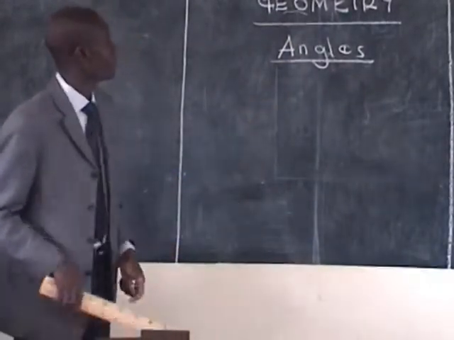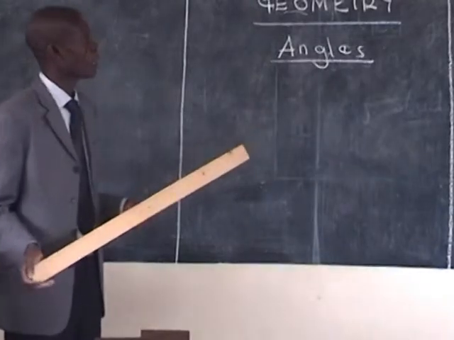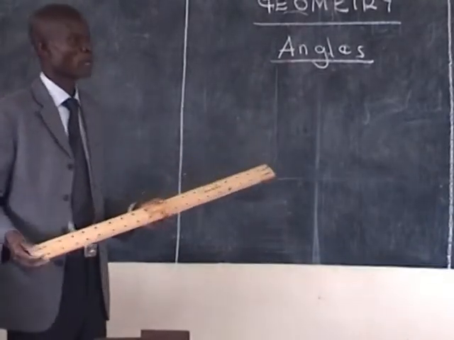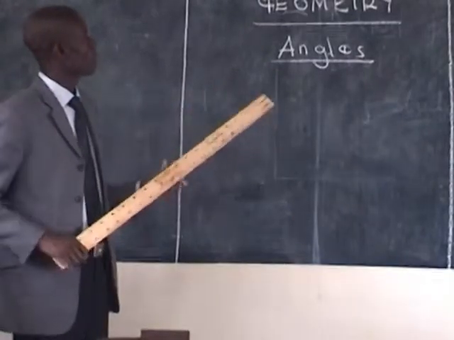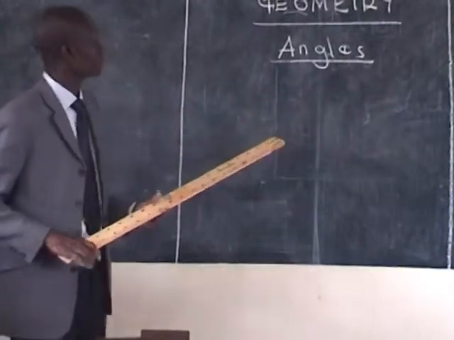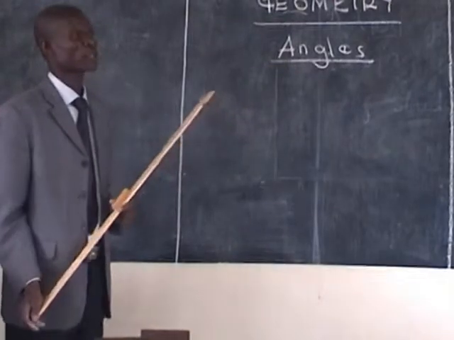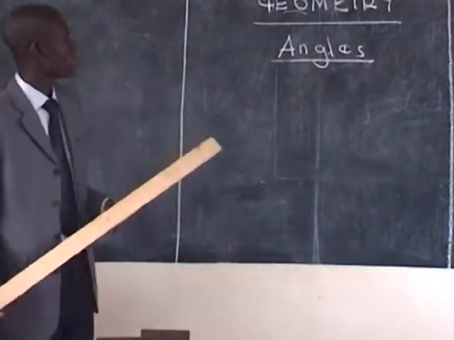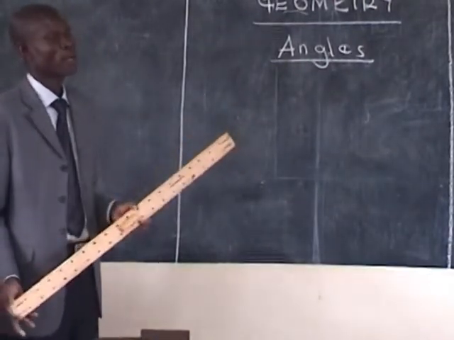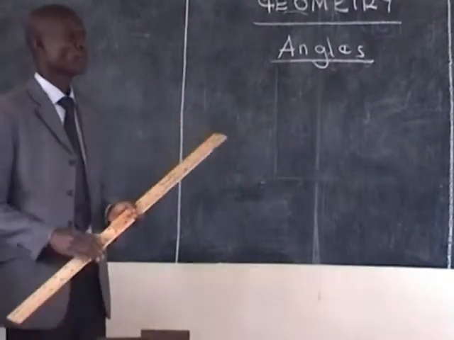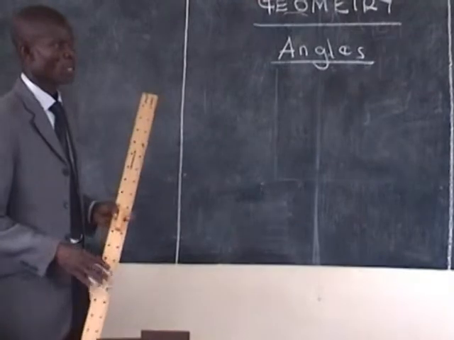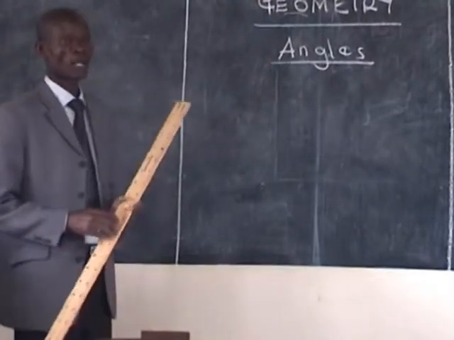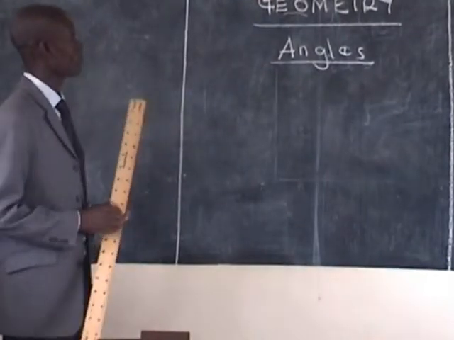As you can remember, the first part of the geometry we were learning was how to draw perpendicular lines. Now today our main subtopic will be dealing with angles. As you can remember, in our previous class we learned about different types of angles. If you can just give me some of the types of angles that we learned in our previous classes.